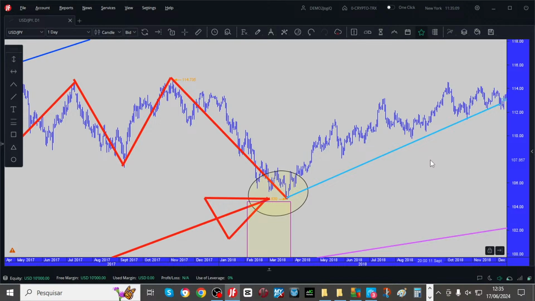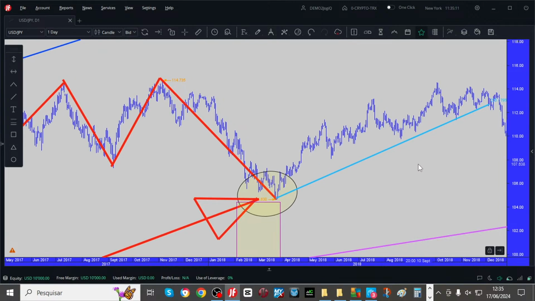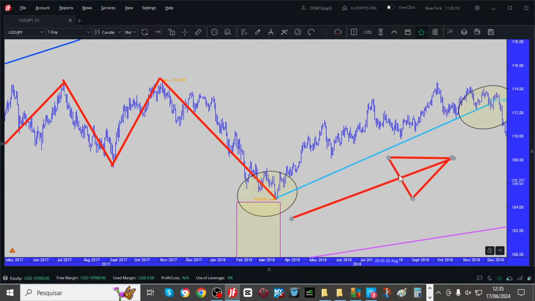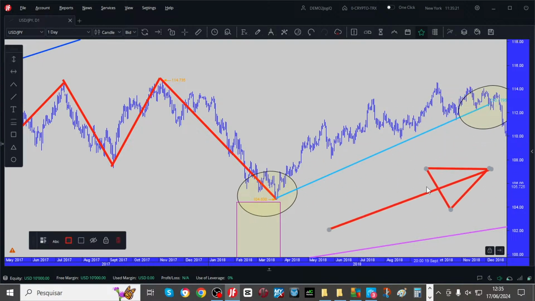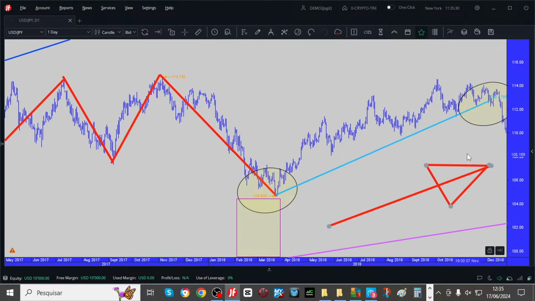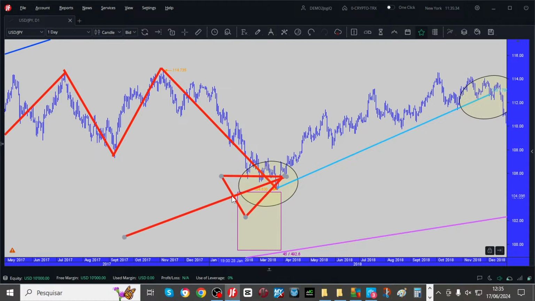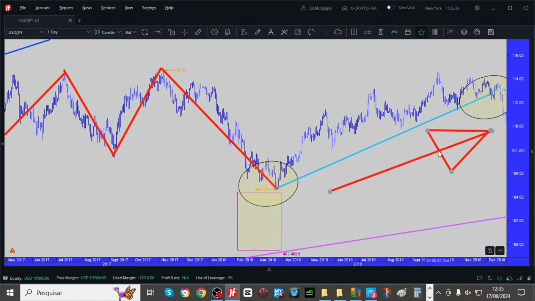Everybody, the market broke the blue uptrend line. What would you tell your trader to do? Short the market, stay out of the market. You would buy, and then you would lose again.